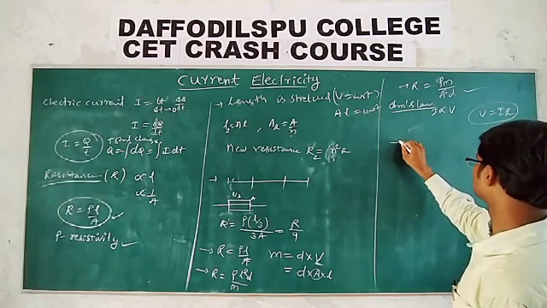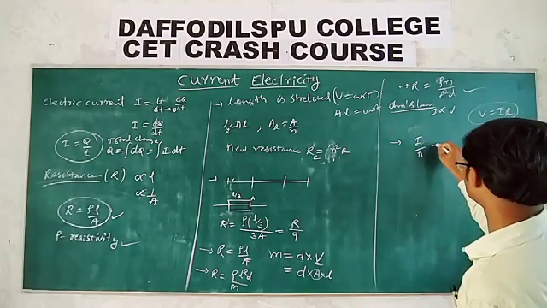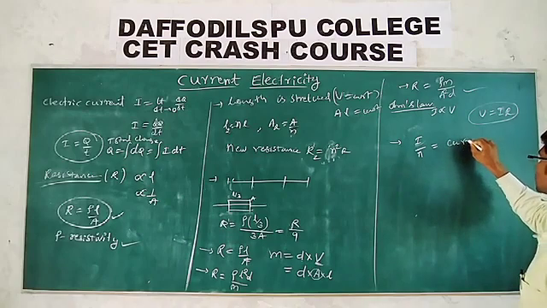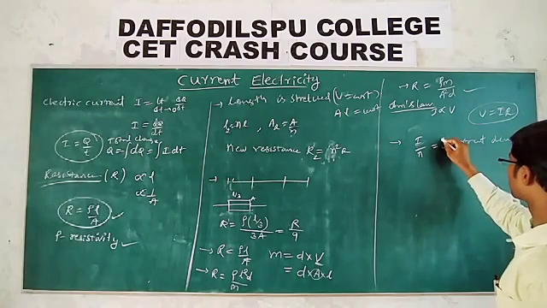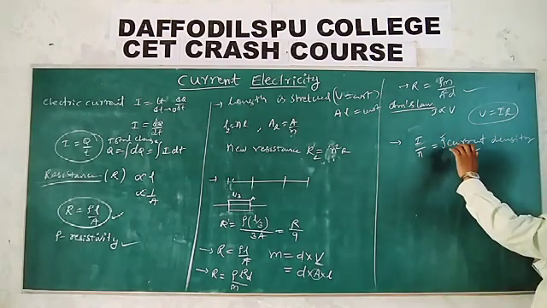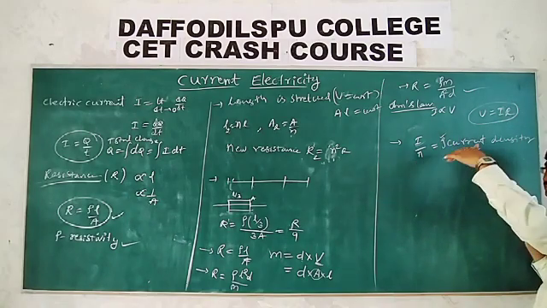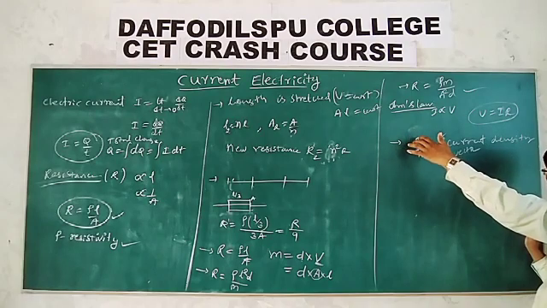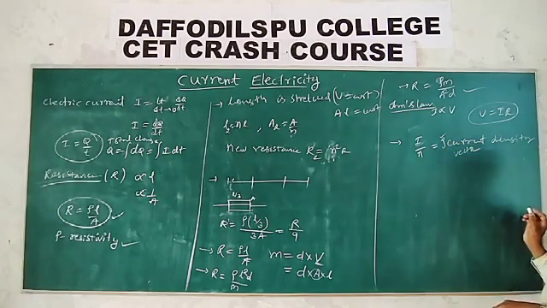Now, when you take the current flowing per unit area, it is called current density, J. Remember, this is a vector. Current is a scalar, but current density is a vector. Current density is a microscopic property, while current is a macroscopic property.